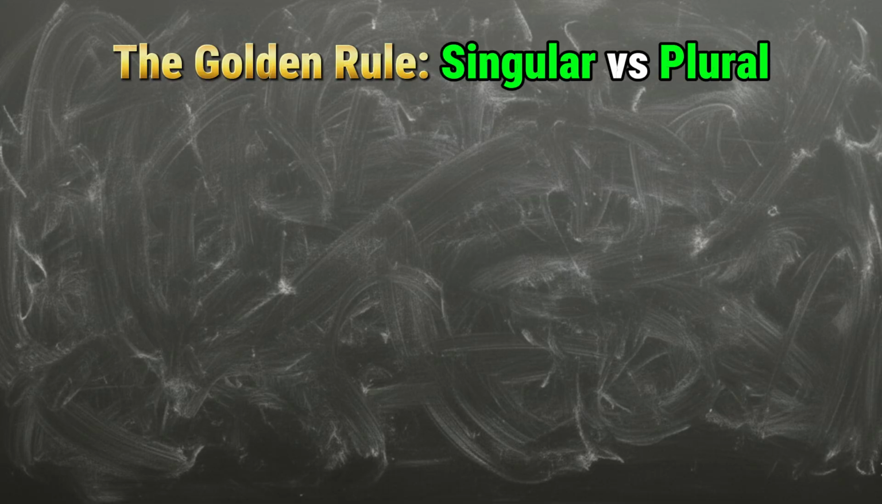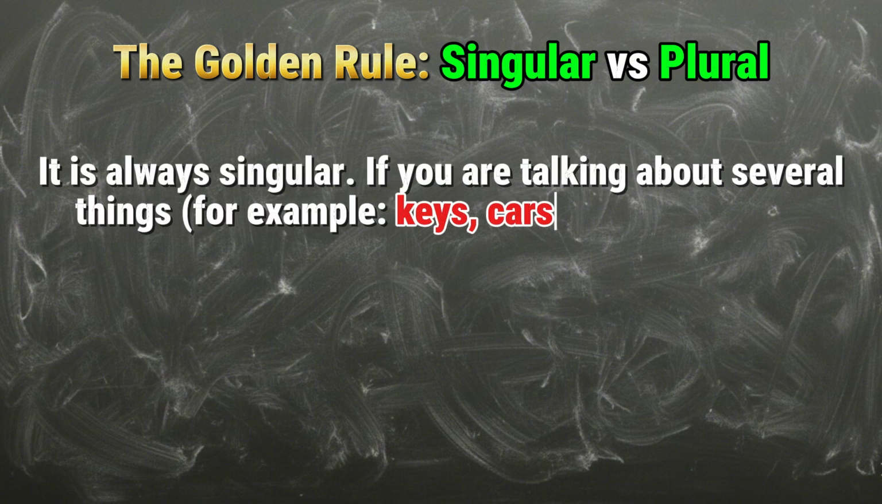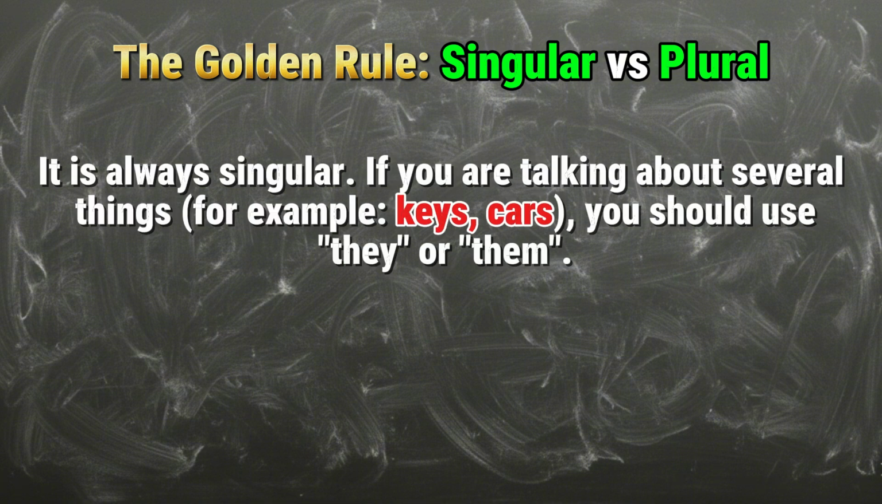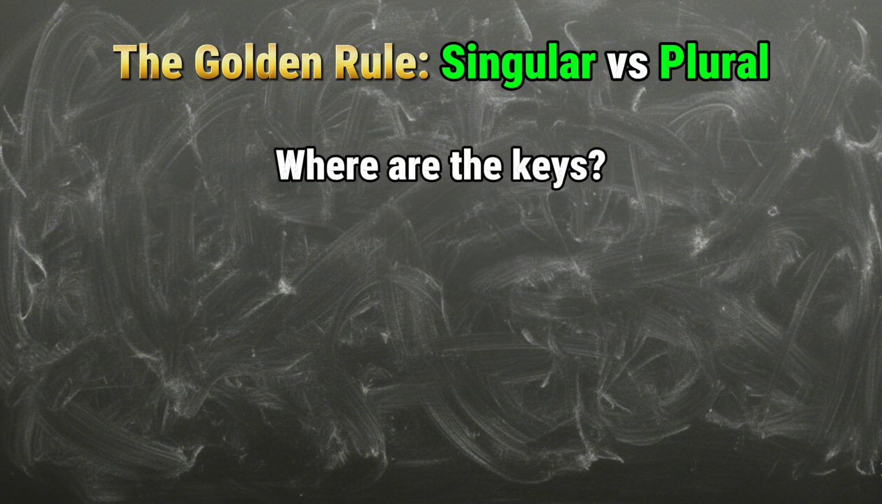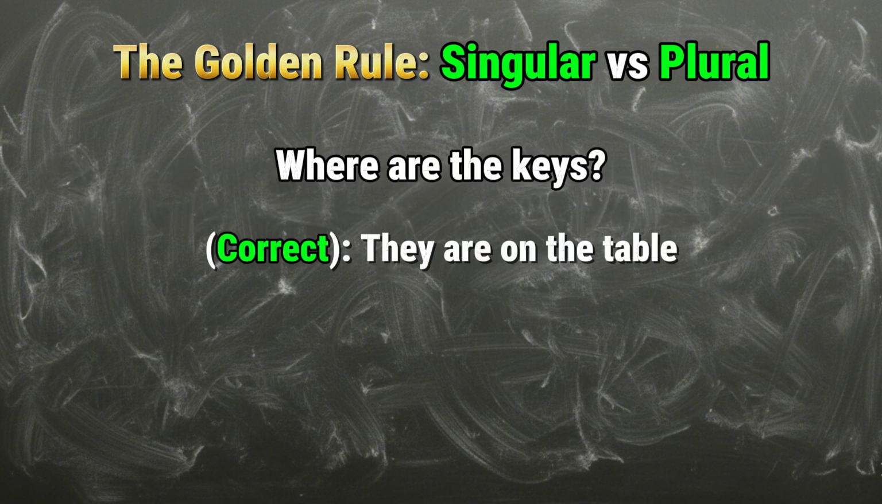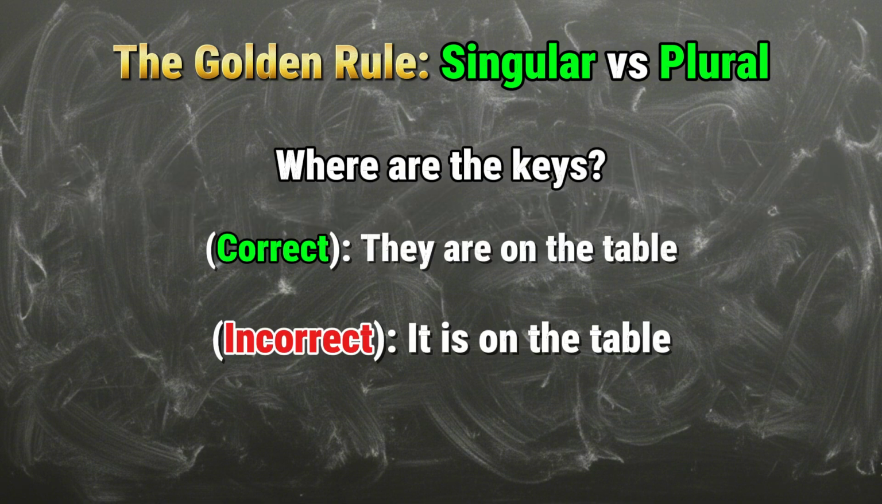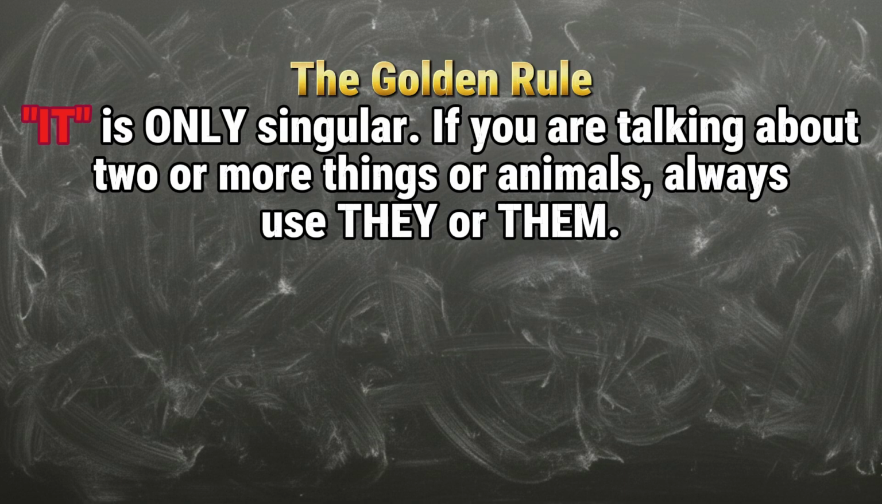The golden rule, singular versus plural. It is always singular. If you are talking about several things, for example, keys, cars, you should use they or them. Example. Where are the keys? Correct: they are on the table. Incorrect: it is on the table. The golden rule: it is only singular. If you are talking about two or more things or animals, always use they or them.